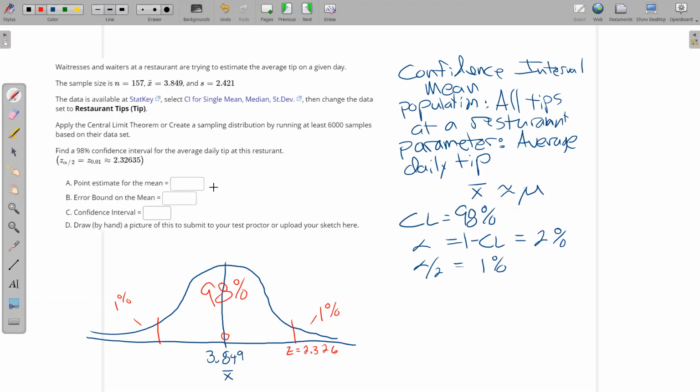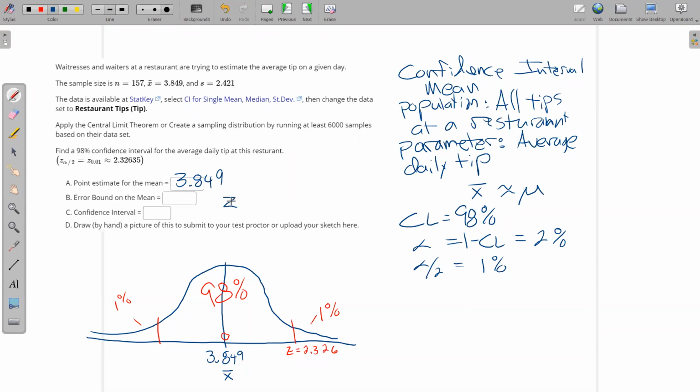And we can do this on the spreadsheet too. So what's the point estimate for the mean? That's always the sample mean. So we're estimating that the population mean is the same as the sample. So that would be, switch color, 3.849. And then the margin of error on the mean, the formula for that would be, let's see, I'm saying we should use a z-score here. We probably should have used a t, but I'm going to go with what I said there.